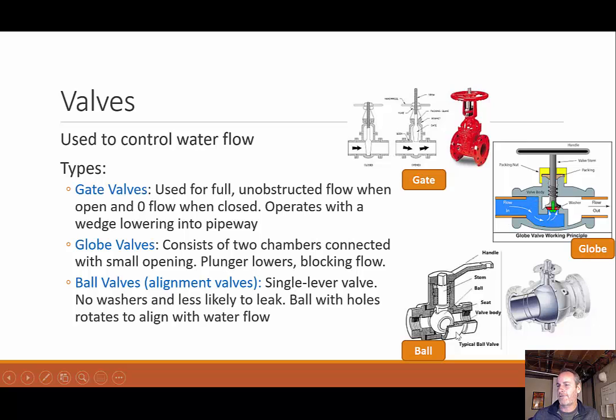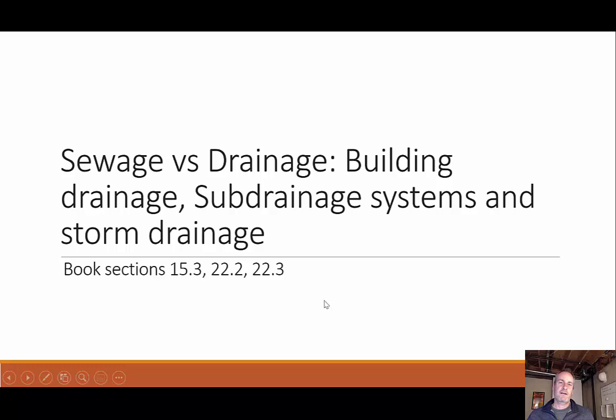Last is called a ball valve or an alignment valve. I have this single lever and I have this ball with two big holes in it, and you can see how it would be closed the way it's shown here. As I turn the handle and align, hence the alignment part, these holes with the pipe, it allows water to flow. There are no washers. There are washers in both these other systems, but this has no washers, less likely to leak. And you can see it's a quicker operation because I just have the single handle and I'm turning it 90 degrees. So that was bringing water into your building.